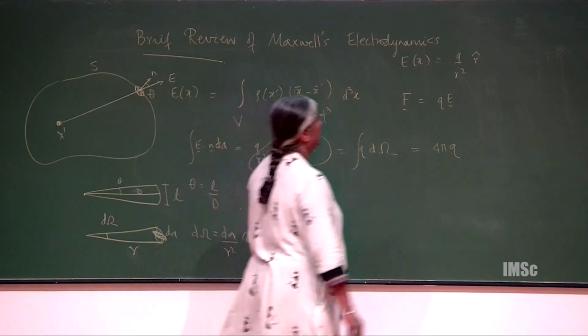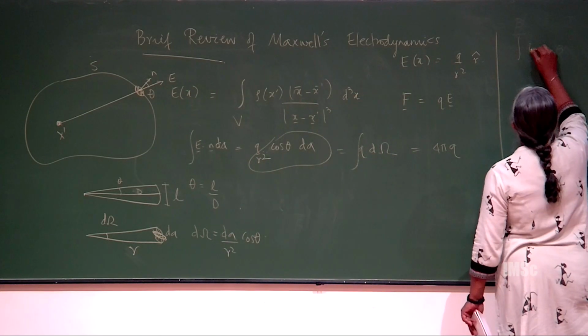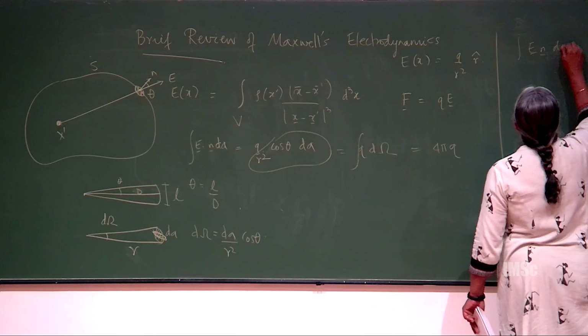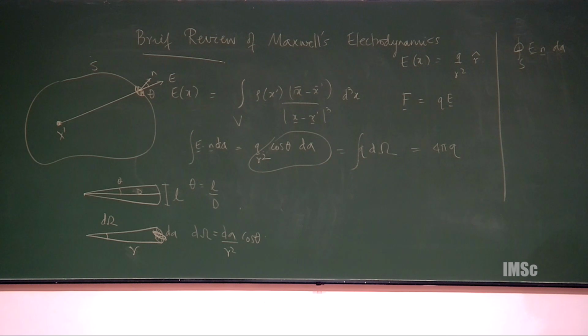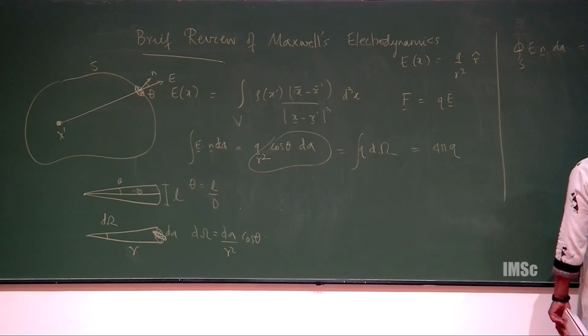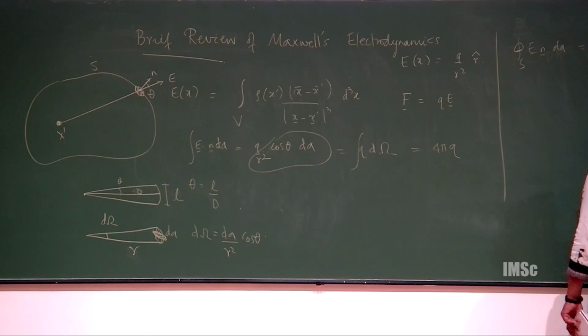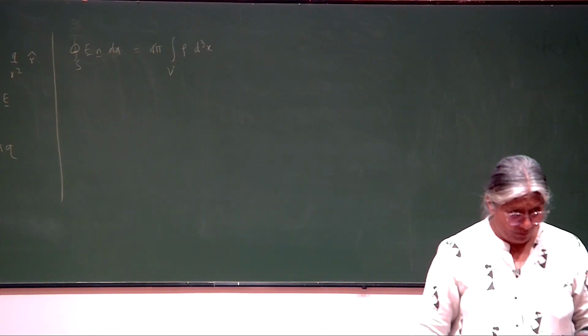So now I have, this is called the first integral form of Maxwell's equations: the integral of E dot n dA over the surface of this volume is equal to 4 pi times the charge contained in the volume that it encloses, right? How do I get a differential form of this?